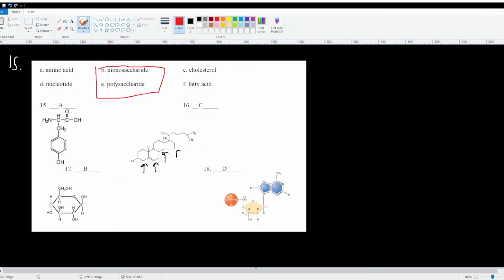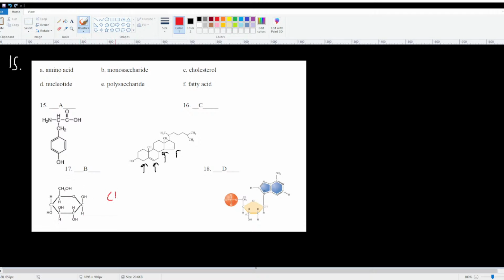So we could determine it's one of these. It's either B or E. So it's going to be a monosaccharide, or it's going to be a polysaccharide. Well, let's look at this. It consists of one sugar, right? So how do we know it's a sugar? It's in this hexagonal conformation, and it has a bunch of OHs. So it has OH here, OH here, OH here, OH here, OH here. It has a bunch of OHs, right?